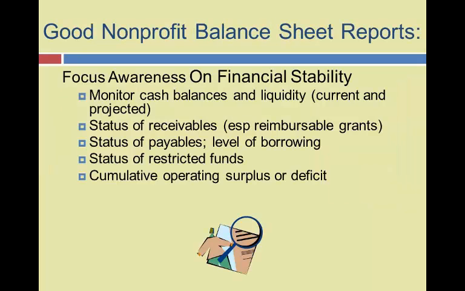A good balance sheet report focuses awareness on financial stability. It allows the board and management and funders to monitor cash balances and liquidity, to see what the receivables are and what the status of reimbursable grants might be, what the status of payables are and the level of borrowing that the organization has engaged in, the status of restricted funds. Are there any, or is there a great deal? And what the accumulated operating surplus is. Is it positive or is it negative?